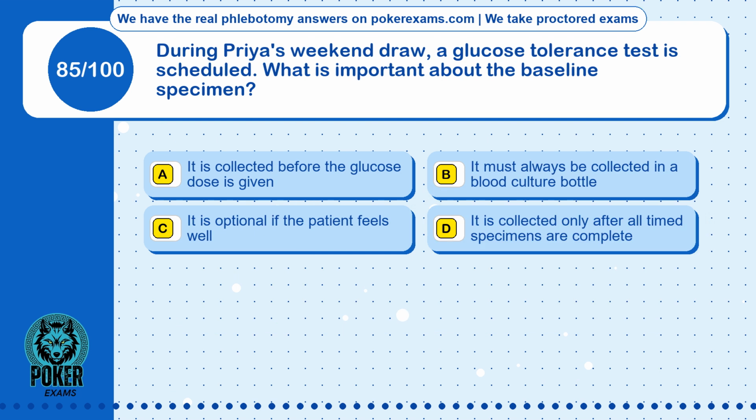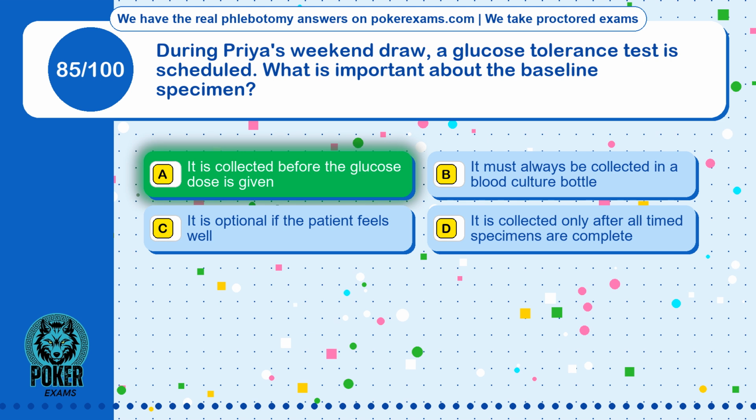Question 85. During PREA's weekend draw, a glucose tolerance test is scheduled. What is important about the baseline specimen? Option A. It is collected before the glucose dose is given. Option B. It must always be collected in a blood culture bottle. Option C. It is optional if the patient feels well. Option D. It is collected only after all timed specimens are complete.